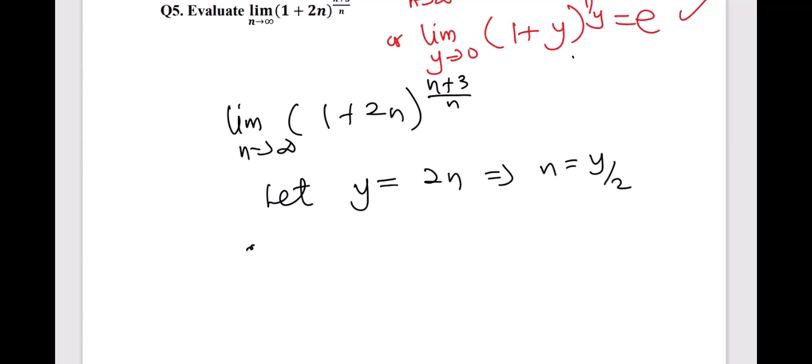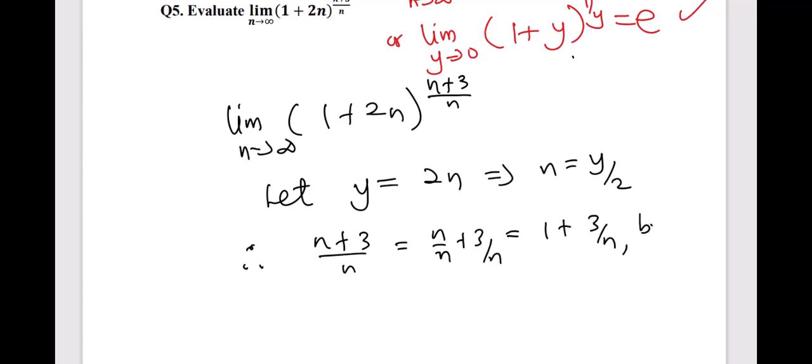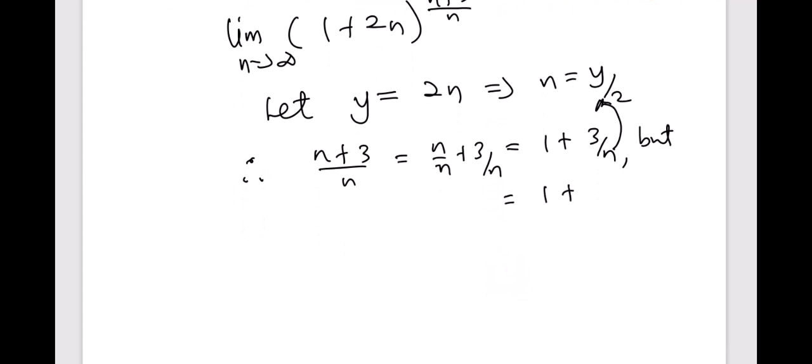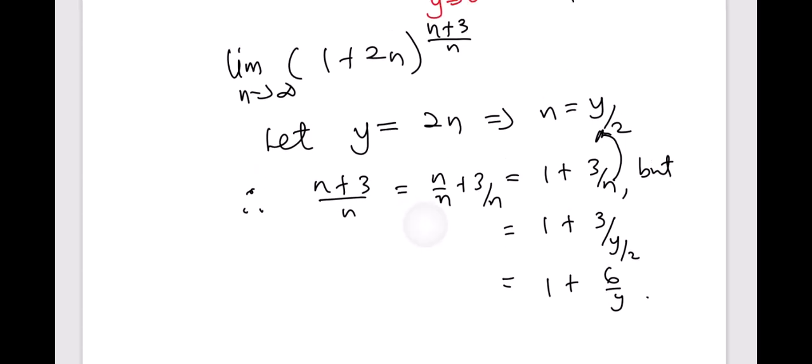So therefore we have (n + 3)/n being equal to n/n + 3/n, which is equal to 1 + 3/n. But n is 2/y, and so we are going to have 1 + 3/(2/y), and so this is just 1 + 6/y.